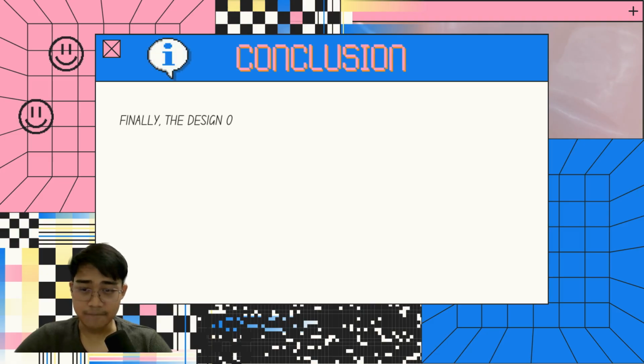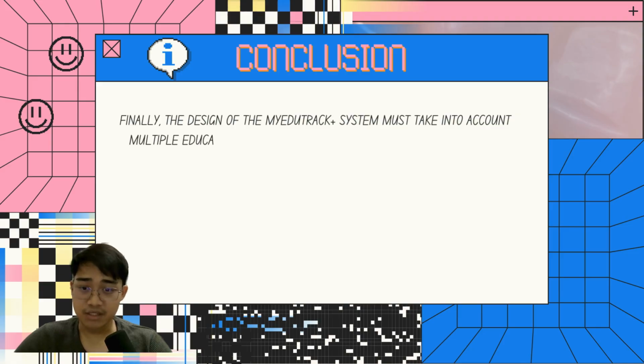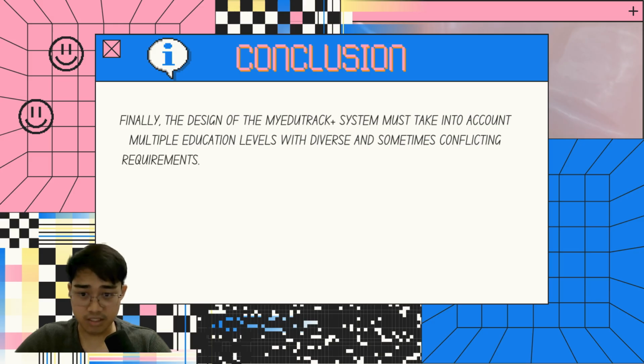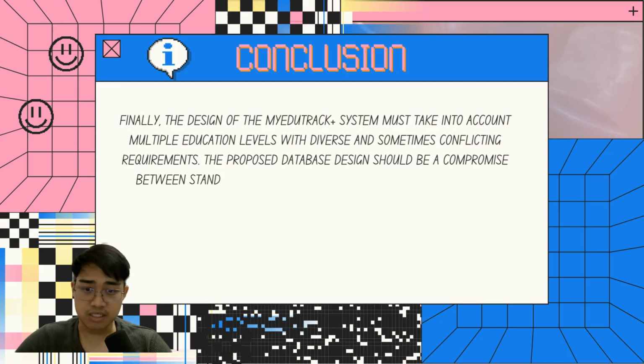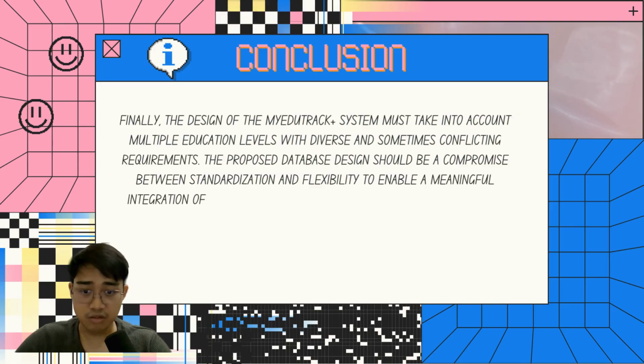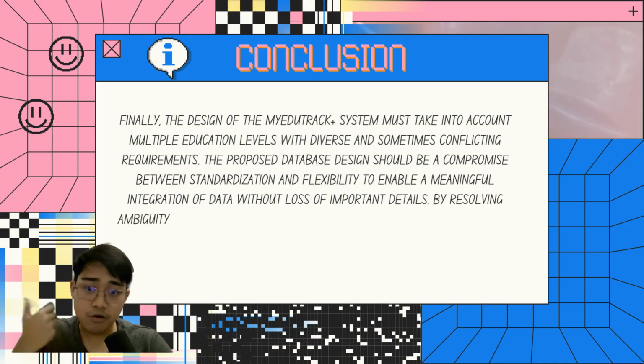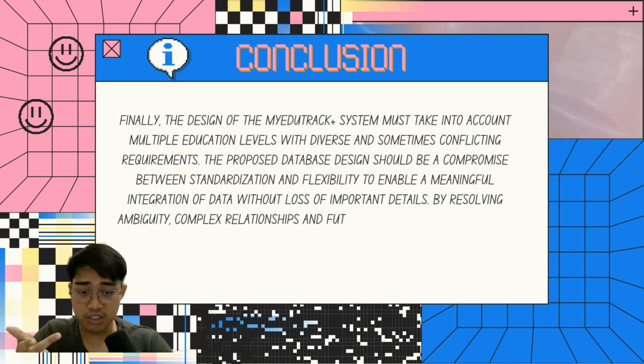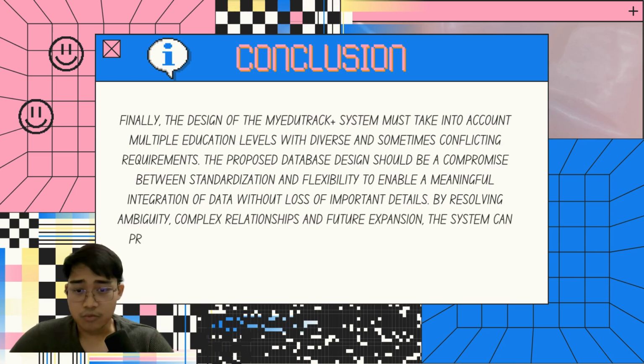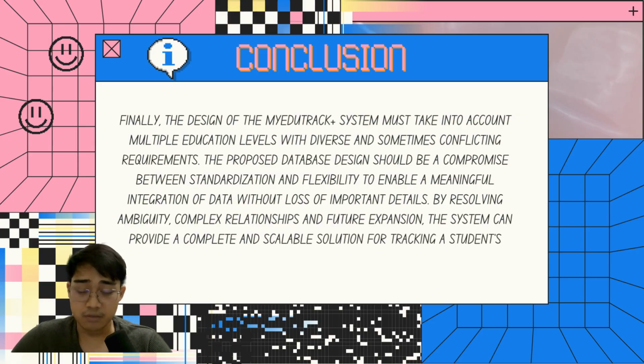Now that we've come to the end, we may conclude that the design of the MyEduTrack Plus system must take into account multiple education levels with diverse and sometimes conflicting requirements. The proposed database design should be a compromise between standardization and flexibility to enable a meaningful integration of data without loss of important details. By solving ambiguity, complex relationships, and future expansion, the system can provide a complete and scalable solution for tracking a student's lifelong educational development.